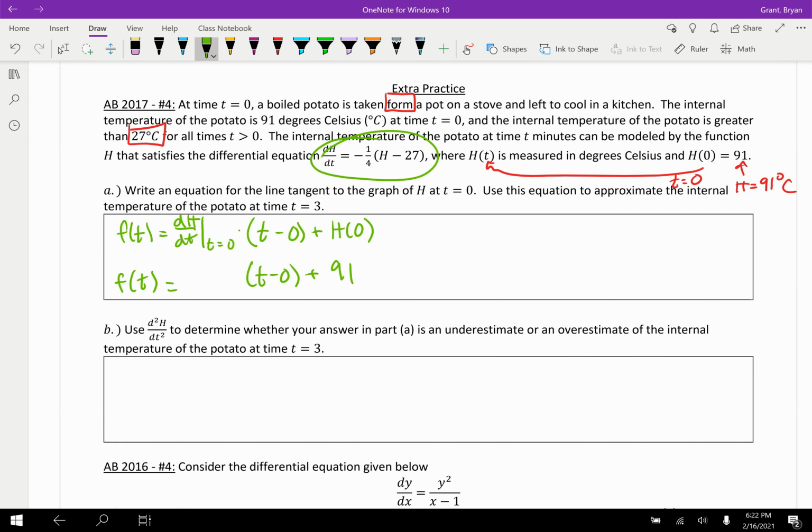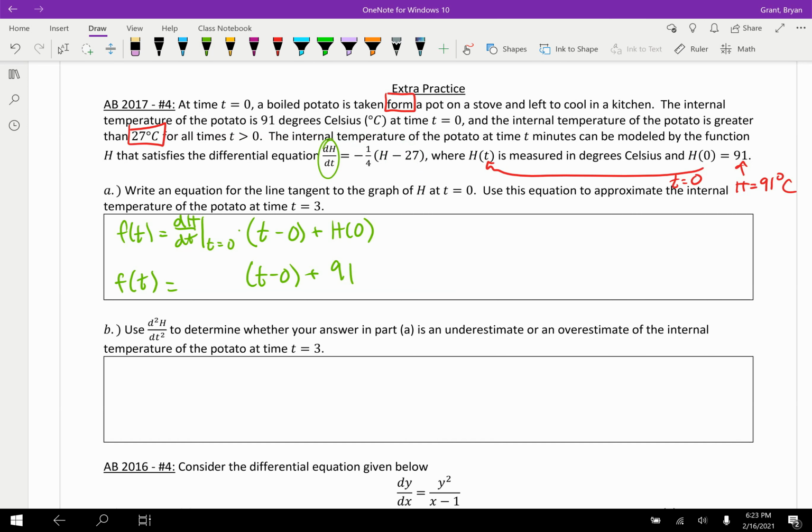Here's dh dt, but it doesn't use t as an input. And we definitely don't want to replace h with 0, because if you replace h with 0, then you get a negative times a negative, which means a positive change in temperature. That would be a really confusing potato if all of a sudden it decided to increase its temperature. I think our dh dt values better be negative here.